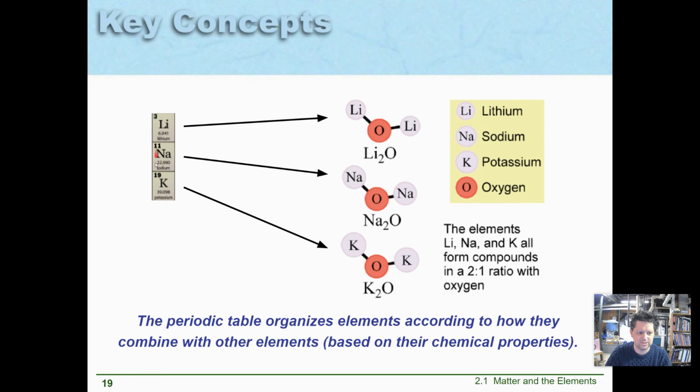But focusing on just these three in one column, the periodic table organizes elements according to how they combine with other elements. So for instance, here, lithium bonds 2-to-1 with an oxygen. Well, so does sodium. So does potassium. Anything in that first column is going to bond 2-to-1 with oxygen.